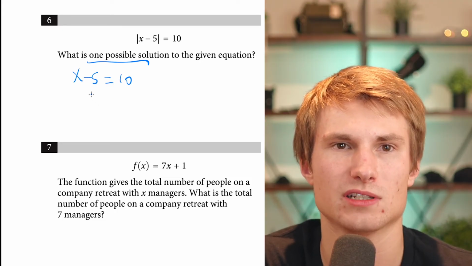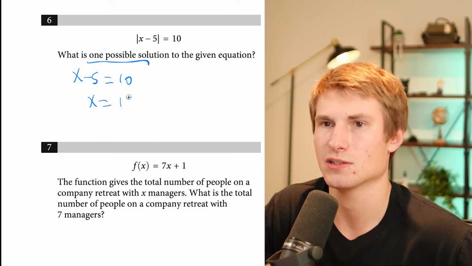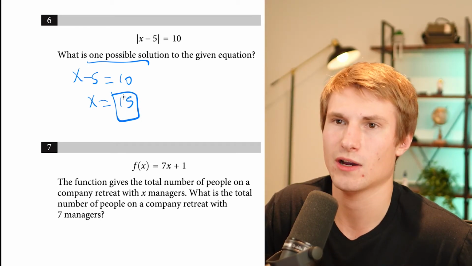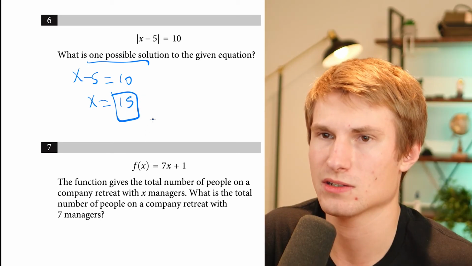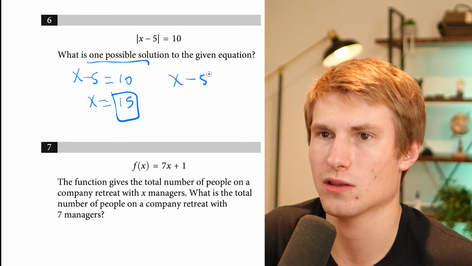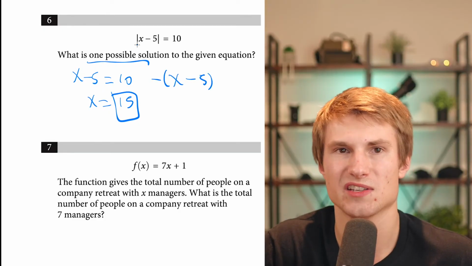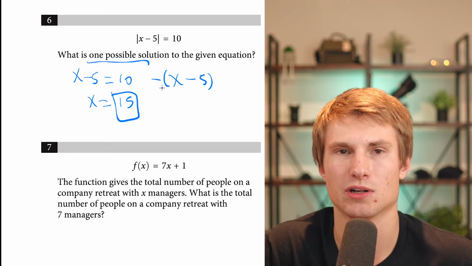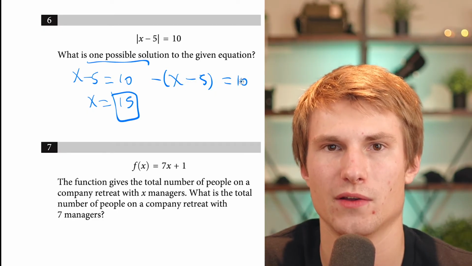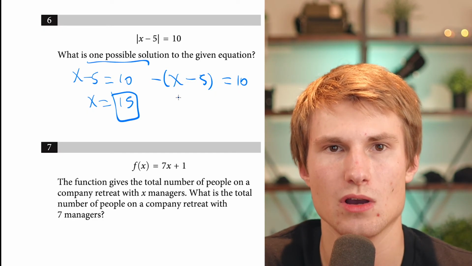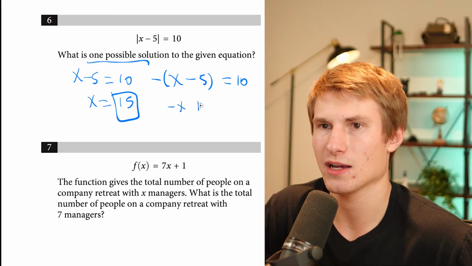x minus 5 is equal to 10. We'll go ahead and add 5 to both sides. You'll get that x is equal to 15. So 15 is one of your solutions. If I was taking the digital SAT myself, I would just pick this and then move on. But I will quickly show you how to get the other solution in case you don't know how. Since it's absolute value, you take everything within absolute value, you put it in parentheses, apply a negative sign out in front of that, and then set it equal to whatever it was originally equal to. From here, we distribute that negative sign. We're going to get negative x plus 5 is equal to 10.